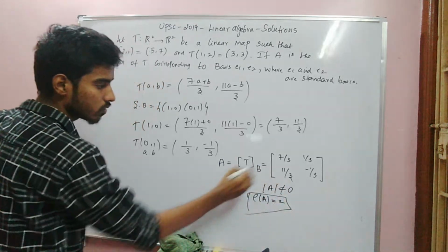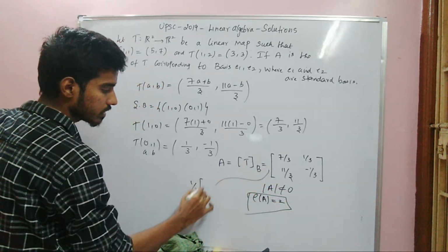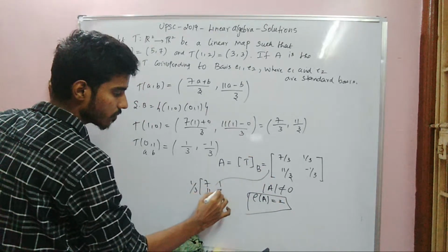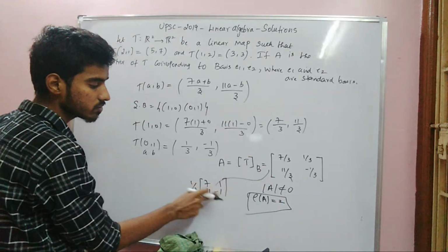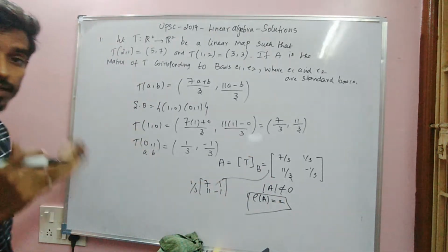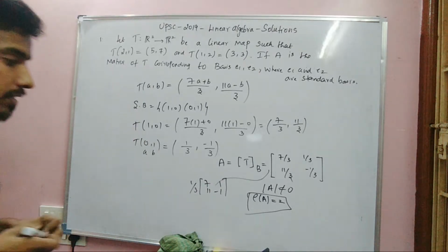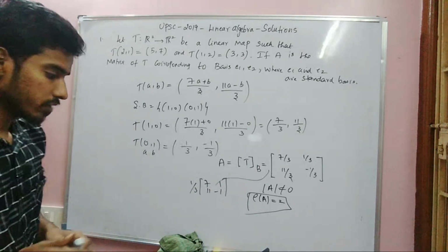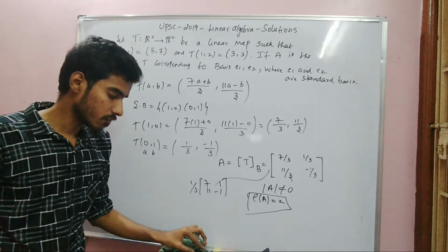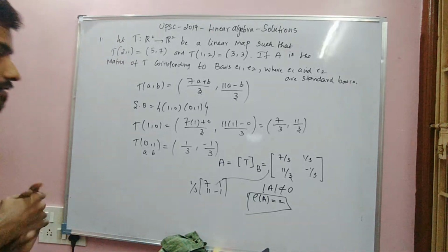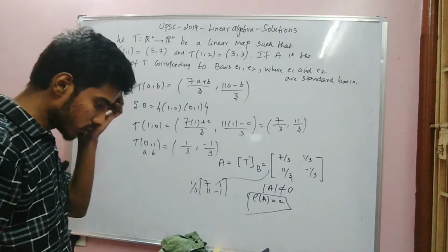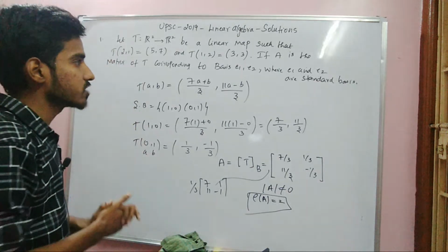So if we take 1 by 3 outside, this is nothing but 7, 1, 11, minus 1, and you can see the determinant is minus 7 minus 11, which is minus 18. So non-zero. That means the rank has to be equal to 2. For an n cross n matrix, if the determinant is non-zero, then the rank is n. So I think we'll move on to the next problem.